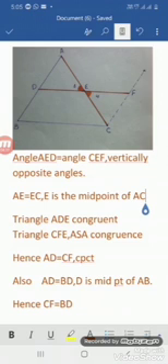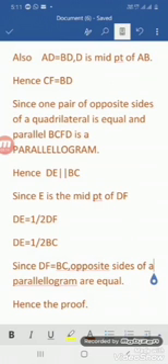So what have we proved? We have proved that by construction CF is parallel to BD. Now we have also proved that CF is equal to BD. So by the theorem, if one pair of opposite sides of a quadrilateral are equal and parallel, then the quadrilateral is a parallelogram. We can say that BCFD is a parallelogram. Hence, DE parallel to BC.